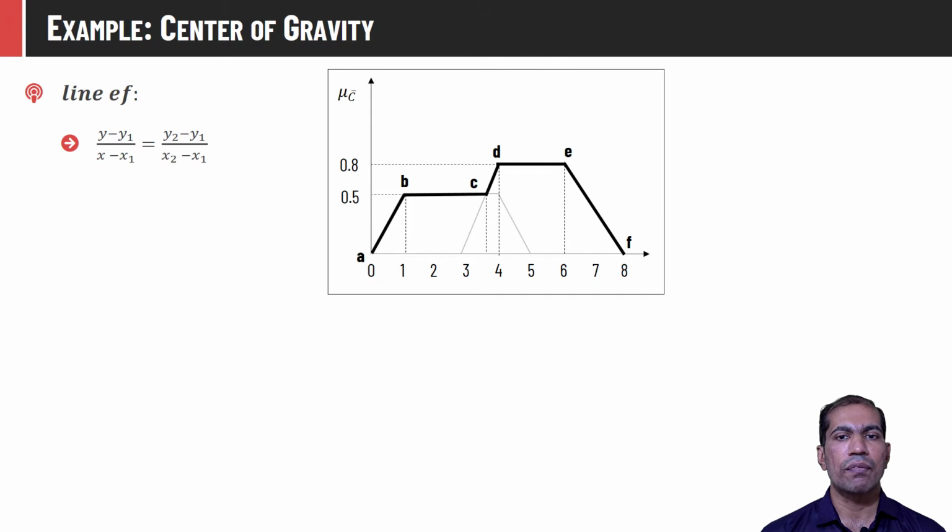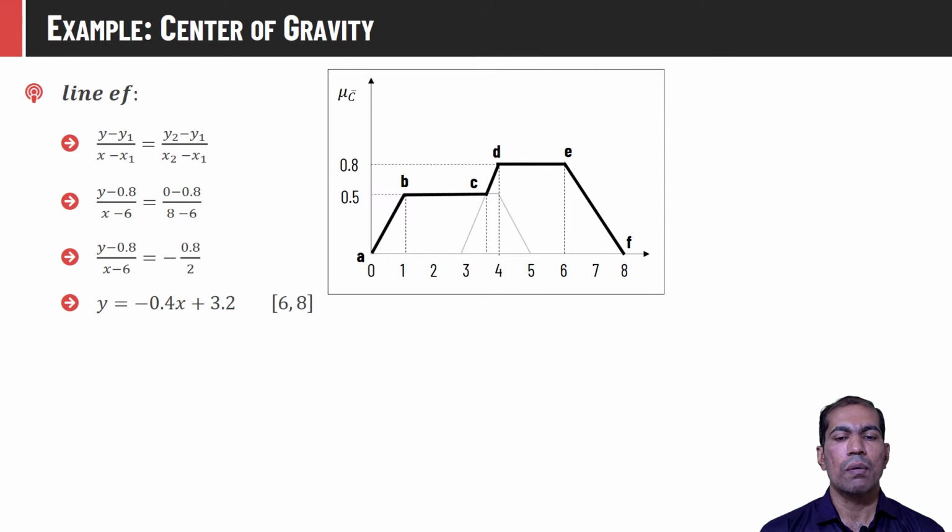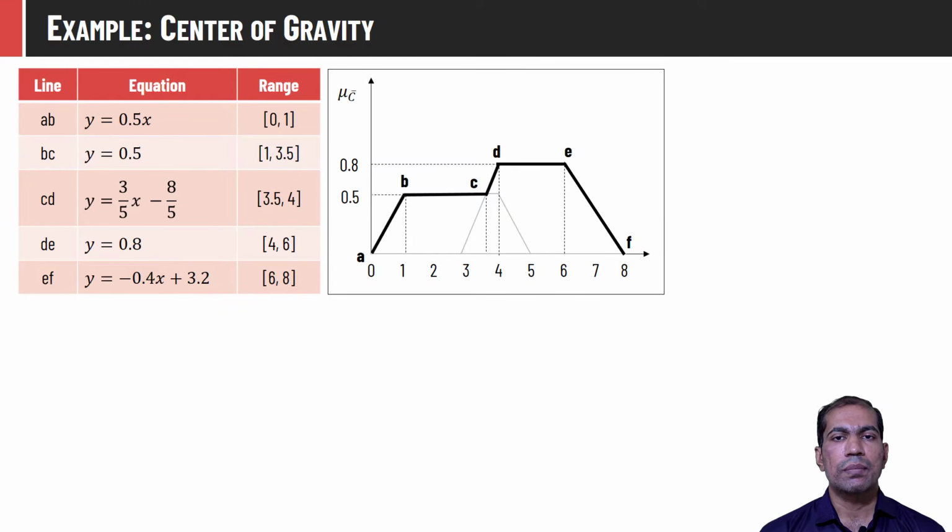The equation of line EF we can compute in a similar way. For line EF, (x1, y1) would be (6, 0.8) and (x2, y2) would be (8, 0). By putting these values, we get the equation of line EF as y equal to minus 0.4x plus 3.2, and it ranges from x equal to 6 to x equal to 8. This table summarizes all the equations of the lines. Line AB has the equation y equal to 0.5x and it ranges from 0 to 1, and so on. Now we'll take the integration over all these line equations to find the area of this entire curve.